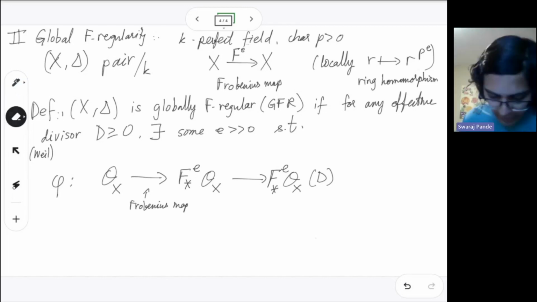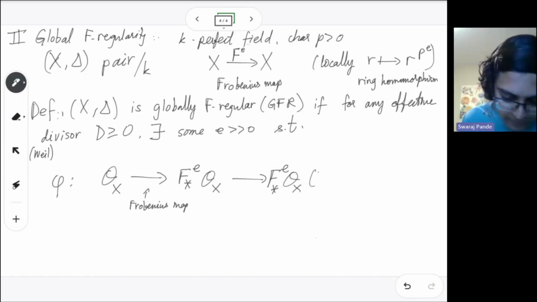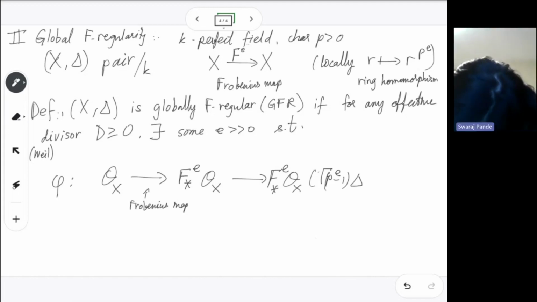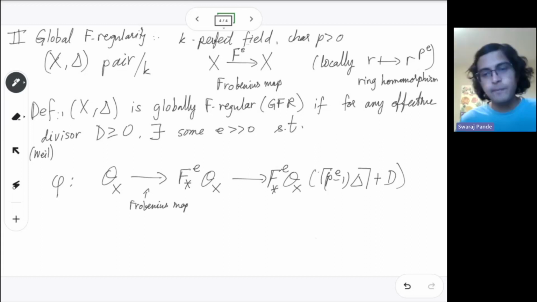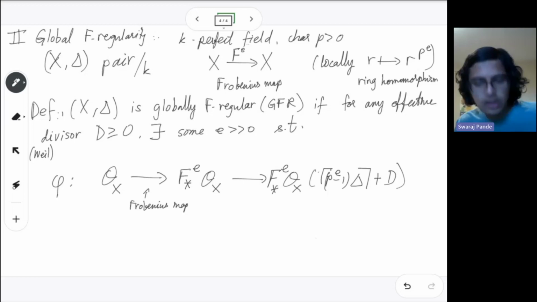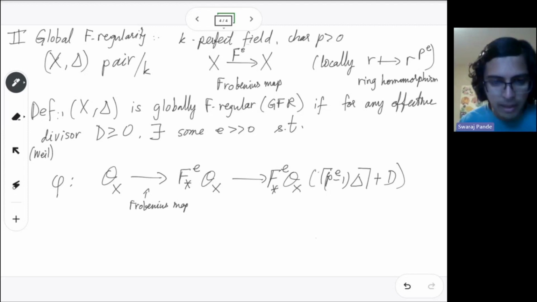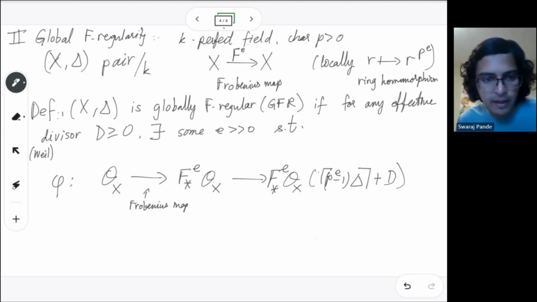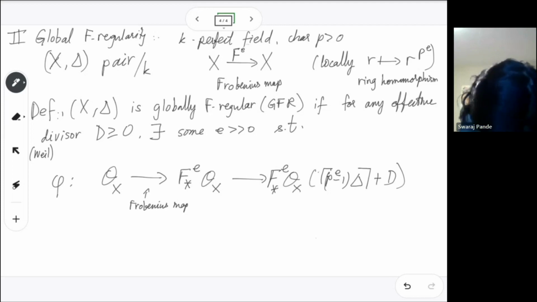Okay, so we have a map like this, and I need to make a slight modification. Instead of D, we'll apply this to a slightly different effective divisor, which incorporates delta: you take (p^e minus 1) times delta, take the ceiling because it's a Q-divisor, and then add D. So it's a new effective divisor, the same map but for this new effective divisor. So we have a map like this, and what we want is that this map splits over O_X.